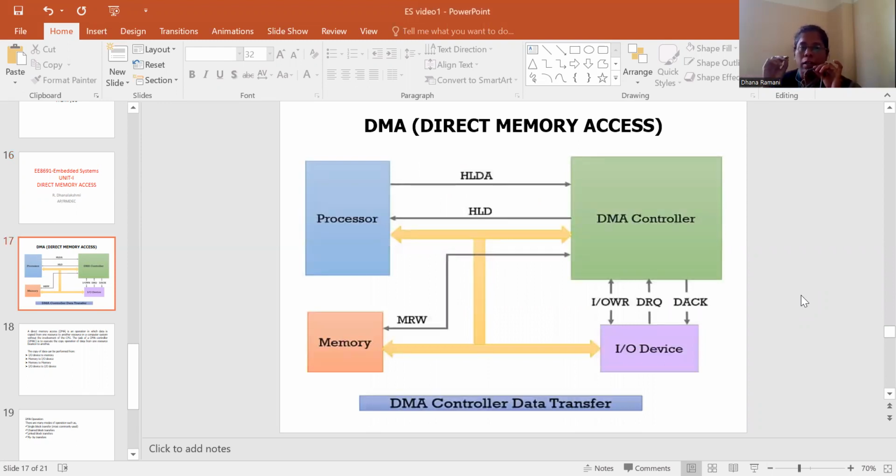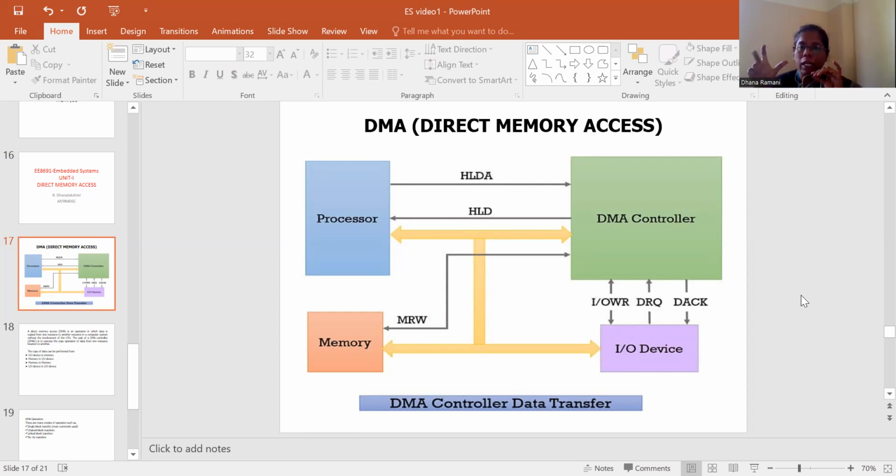The name itself tells us that, as we know, any action has to be done with the help of a processor. Without the involvement of the processor, no action will be done. But direct memory access is one where we have a DMA controller. DMA means that the data from the IO device can be written into a memory directly without the involvement of a processor. Without the involvement of the processor, the memory and IO device can write or read the data. They can communicate. So the data from the input output device can be written or taken from the memory without the involvement of the processor. That is called DMA, direct memory access.